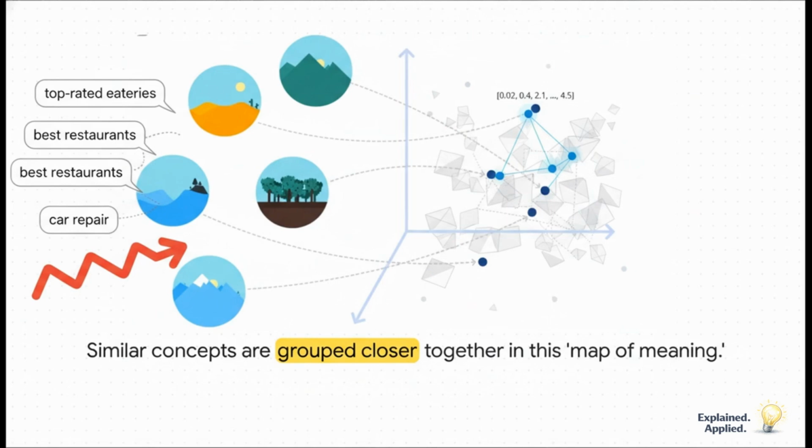And when you do this for all your chunks, you end up with this amazing map of meaning. You can almost picture it like a galaxy, where every chunk of text is a star. And the really brilliant part is that chunks with similar meanings end up clustering together in the same neighborhood. So a chunk about top-rated eateries will be right next to a chunk about best restaurants, while something totally different, like how to fix a car, is way off in another part of the map.